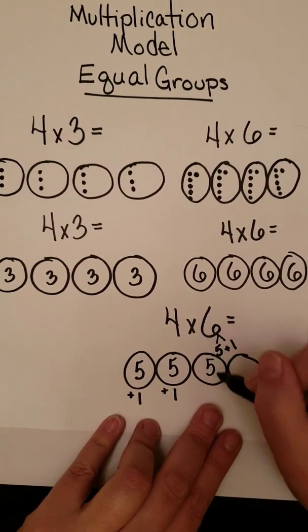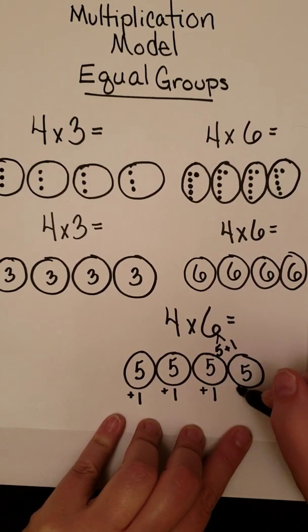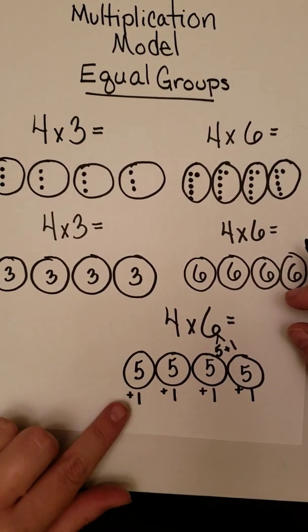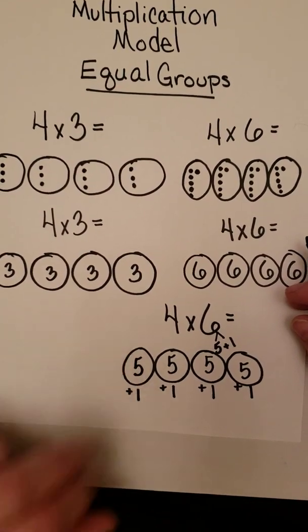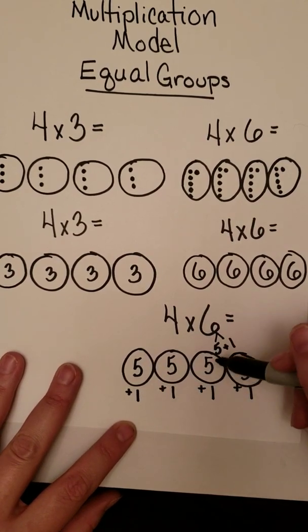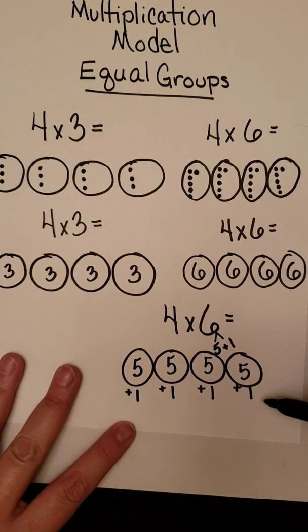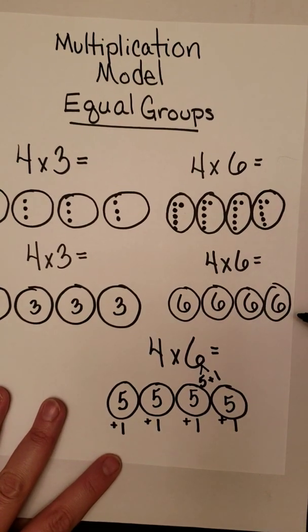Does each of my circles still represent 6? It does. Even though I put the ones on the outside, I can still tell that they're kind of in the same area of the circle. So I know that each circle is a 5 plus 1, a 5 plus 1, a 5 plus 1, and a 5 plus 1. And that's really the same as saying a 6, a 6, a 6, and a 6.